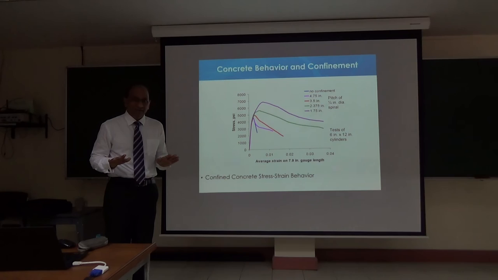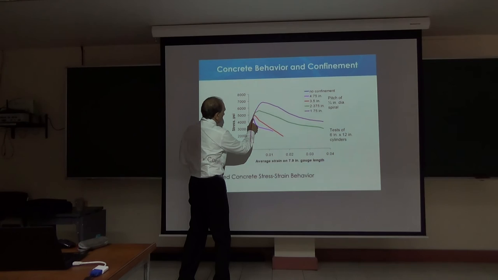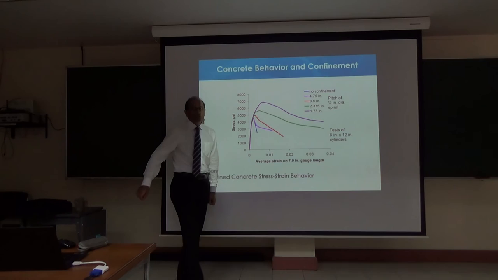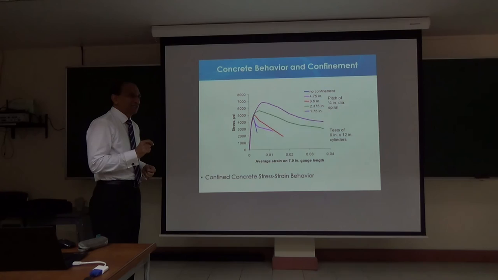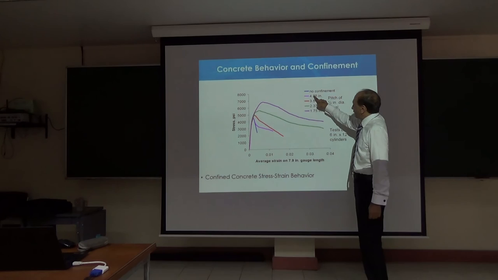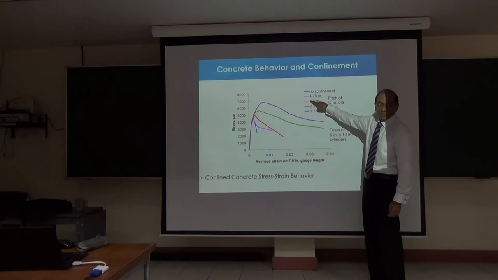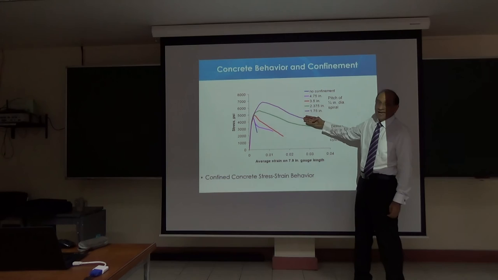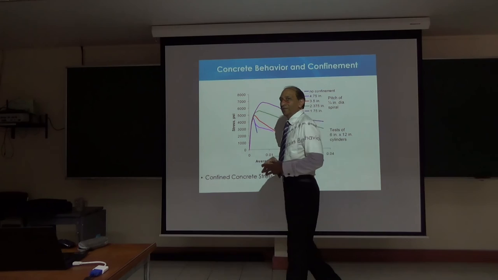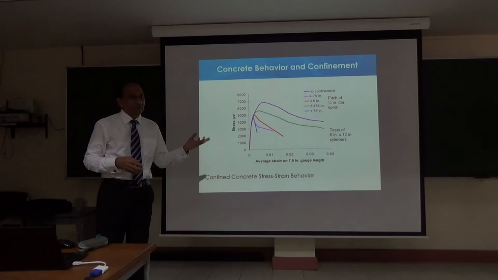And strength can go from this one up to 7,000. So 4,500 up to 7,000 using the same concrete. Right? So that is the advantage or effect of adding confinement. This is no confinement, 4.57 inches spacing, 3.5, of course this is a lot of confinement, but the effect is also great, right? So this becomes as good as steel. Which means, like last time I said, that we can actually make the concrete behave like steel by using the confinement effects, all right?